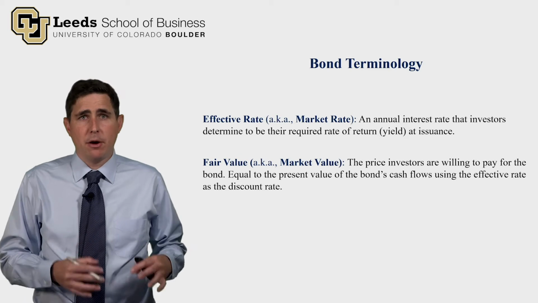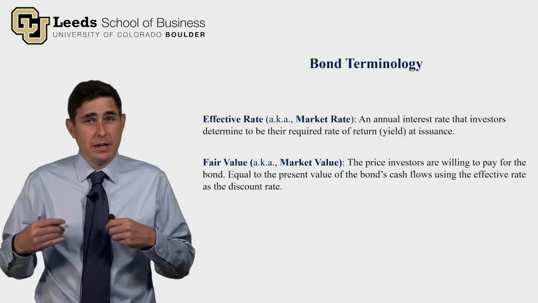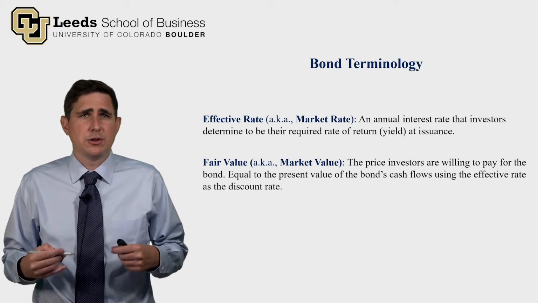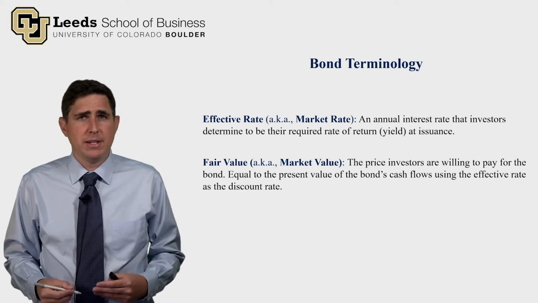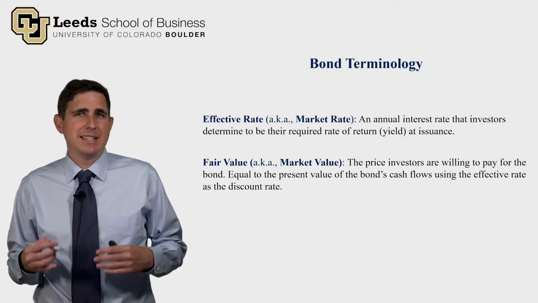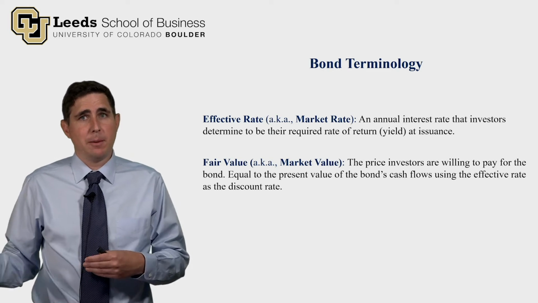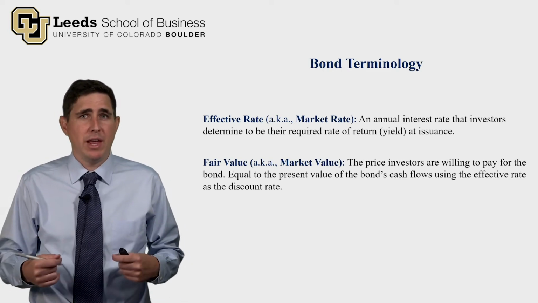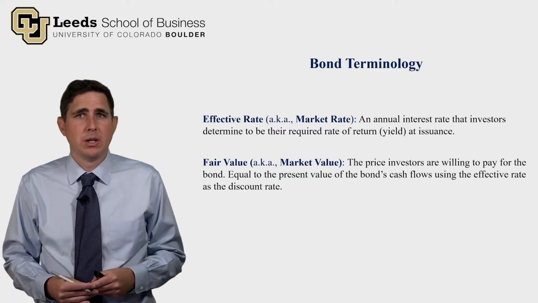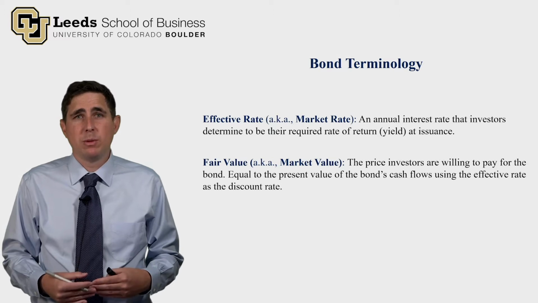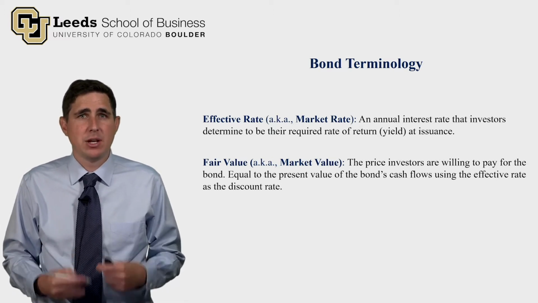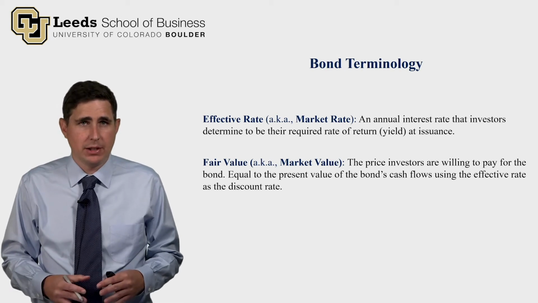Now let's talk about the market, which is the investors who are interested in buying the bond from the company. The market determines an effective rate, or a market rate. This is different from the coupon rate. This is again an annual interest rate, but it's not the amount the investors were going to receive from the company. It's the rate of return that investors want from the company when they buy this bond. So it's an interest rate. Investors determine it to be their required rate of return, otherwise known as their yield, at the time of the bond's issuance. That's the effective rate.